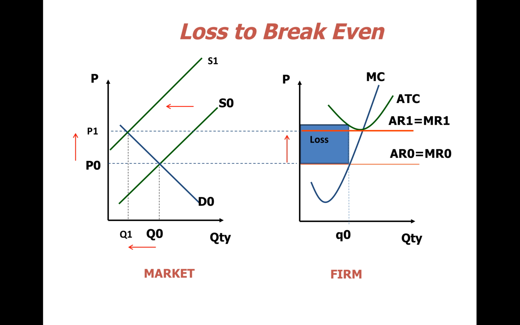And for each firm, its new profit maximizing quantity will be at MR1 equal to MC, which also happens to be at minimum ATC, and it's indicated by small q1. So each firm's output has increased from q0 to small q1.